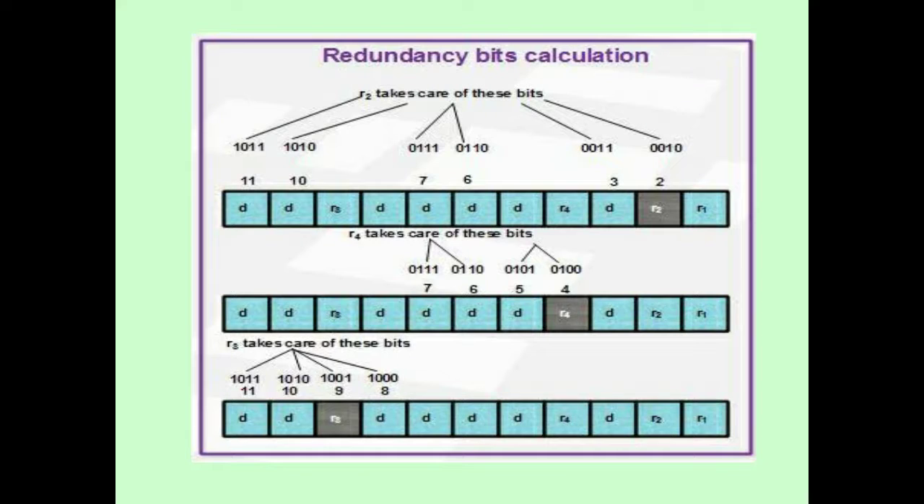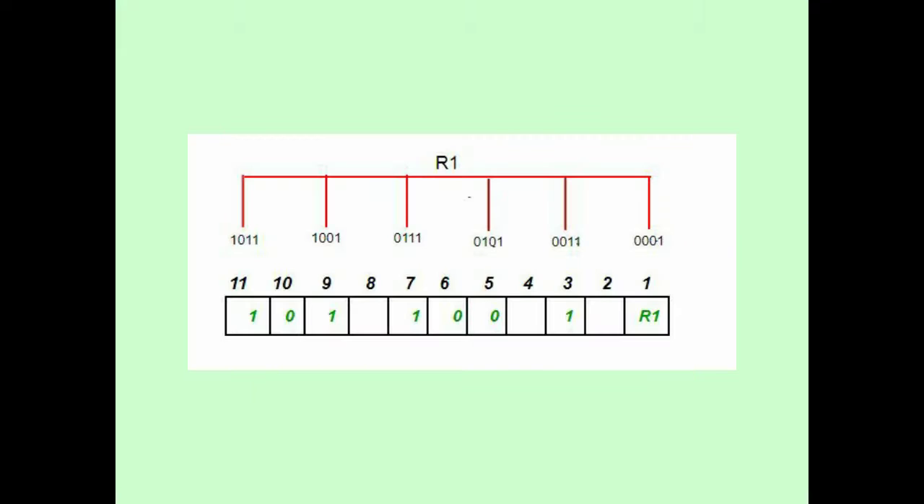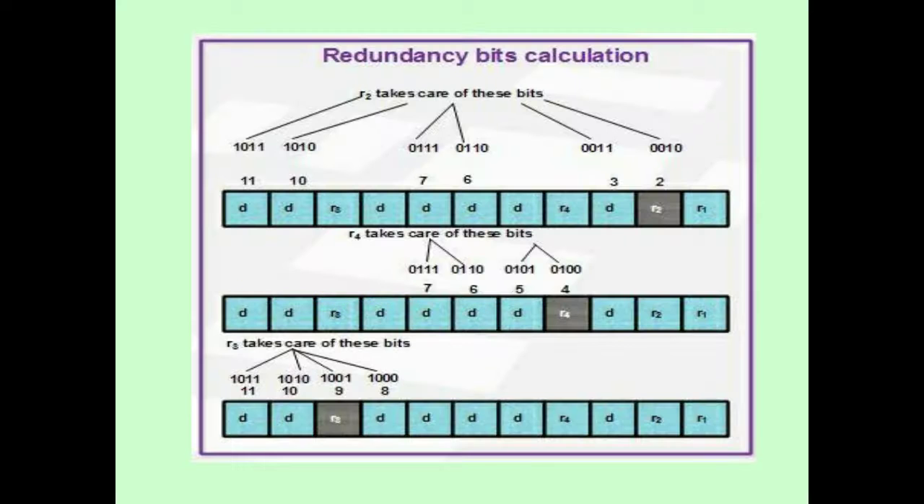If you want me to explain, I will explain once again. Redundancy bit R1 will be at positions 1, 3, 5, 7, the odd numbers. Here the numbers are nothing but the binary representation of the numbers 1, 3, 5, 7, 9. Similarly, R2 will consider the positions starting from 2, considering 2, then skipping.